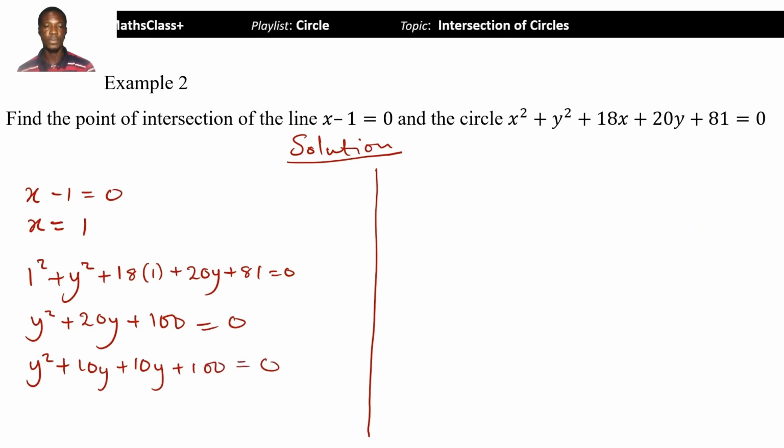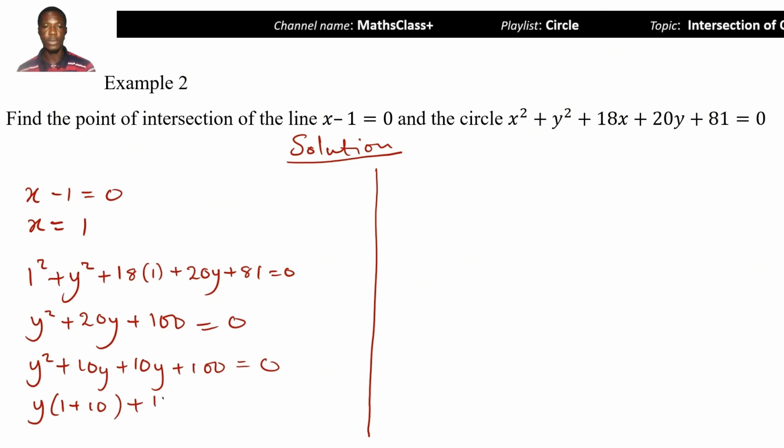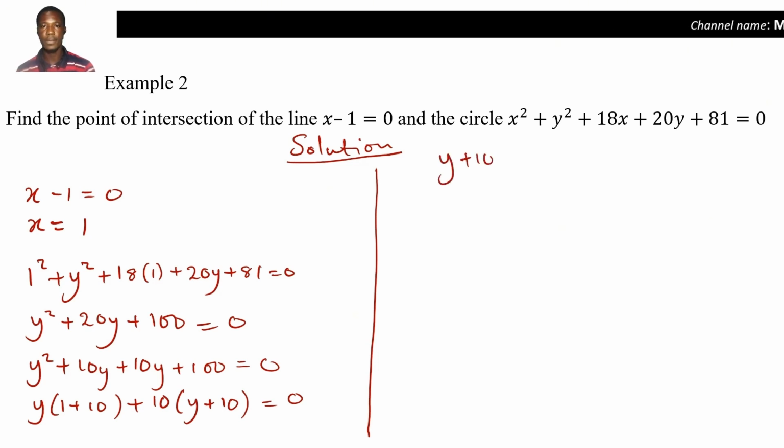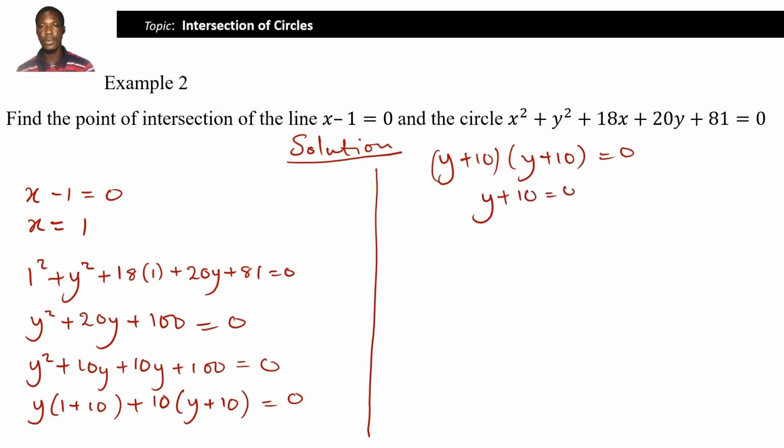Now looking at 20 and 100, I can rewrite as y squared plus 10y plus another 10y plus 100 is equal to 0. So I have y, then y plus 10, then 10 out, y plus 10 equals 0. So my factors now become y plus 10 multiplying another y plus 10 is equal to 0. So it's giving us a repeated root. So y plus 10 is equal to 0, and that means y is equal to -10.